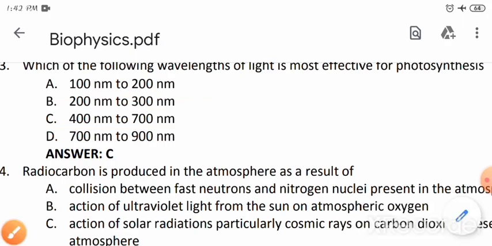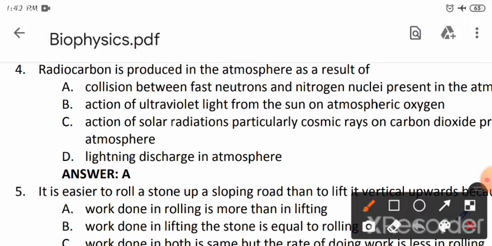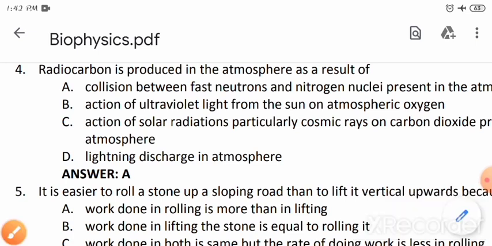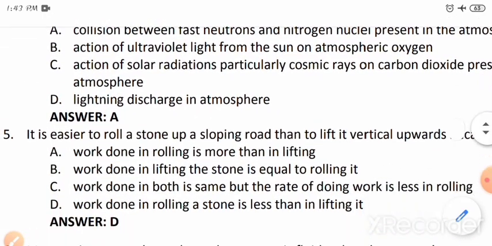Now the question number 4. Radiocarbon is produced in the atmosphere as a result of, option number A is correct friends, that is collision between fast neutrons and nitrogen nuclei present in the atmosphere. That's why the radiocarbon is produced in the atmosphere.